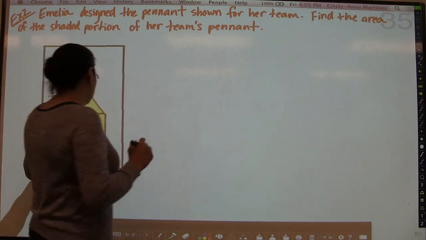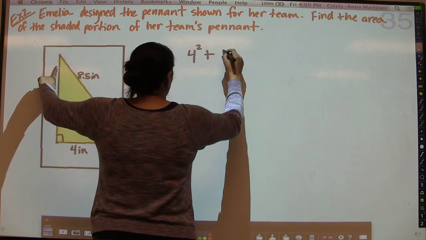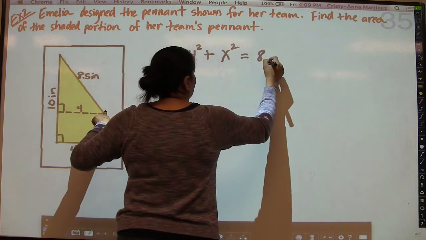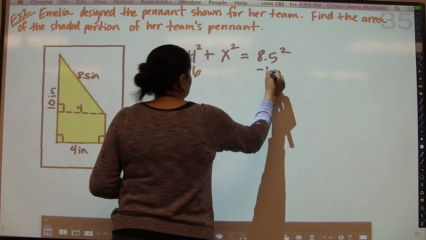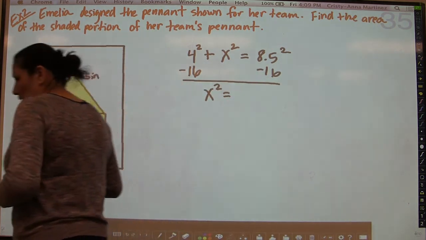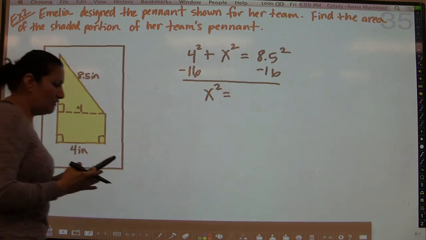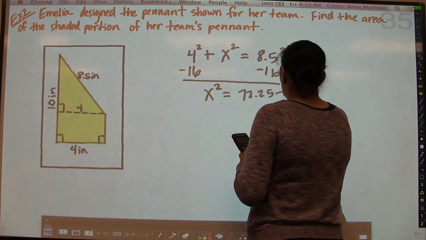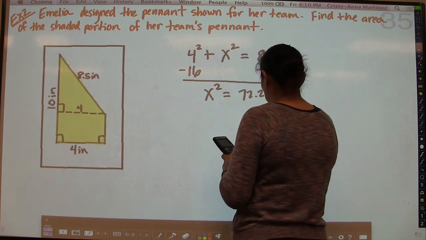So we have one of the legs is 4. We don't know what this piece is. We're going to go ahead and call that x. But we know the hypotenuse is 8.5. And so we're going to subtract 16 from both sides because 4 squared is 16. And then 8.5 squared is 72.25. And we're going to subtract 16 from that, and you're going to get 56.25.